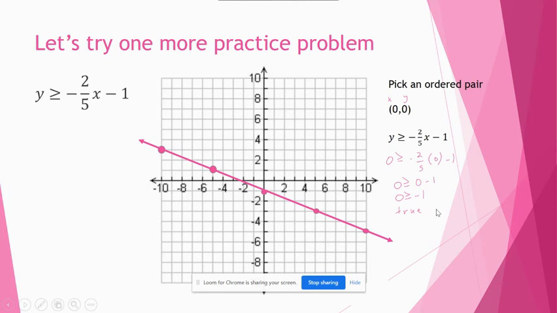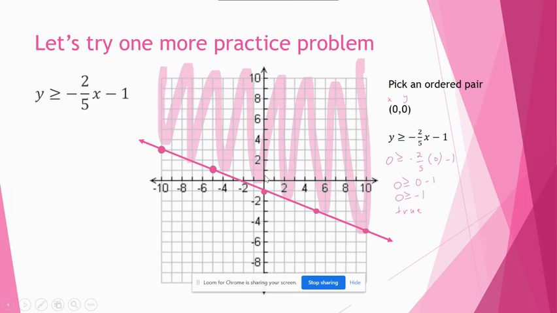So that means that I'm going to need to shade on the side of the graph that 0, 0 falls on. In this case, it happens to be above the line. So I'm shading on the side with 0, 0. I know that 0, 0 is a solution, but really anything in the shaded area is a solution. And even the points on the line here are a solution, because I had greater than or equal to, and I'm showing that with the solid line.